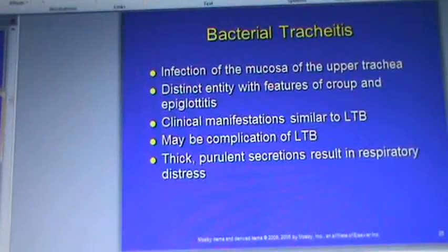Bacterial tracheitis. Infection of the mucosa of the upper trachea. It's a distinct entity with features of croup and epiglottitis. Clinical manifestations are similar to LTB. May be a complication of LTB. They get thick, purulent secretions, result in respiratory distress. So thinning those secretions, you can see why that's always the reason for using the mist and for keeping them hydrated.